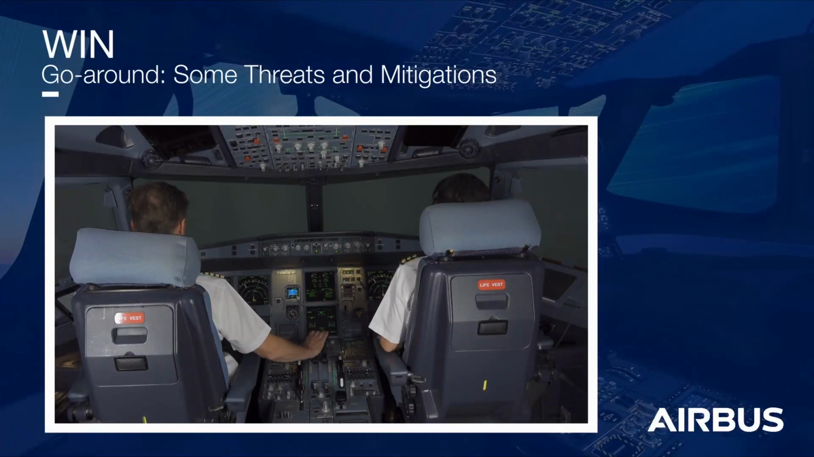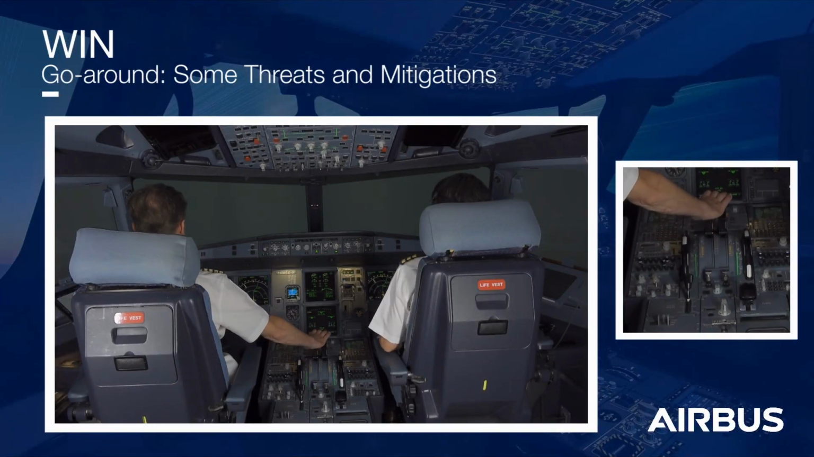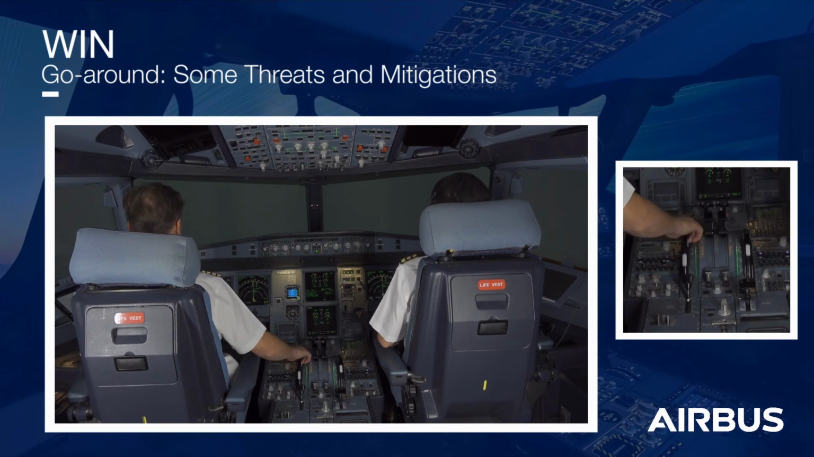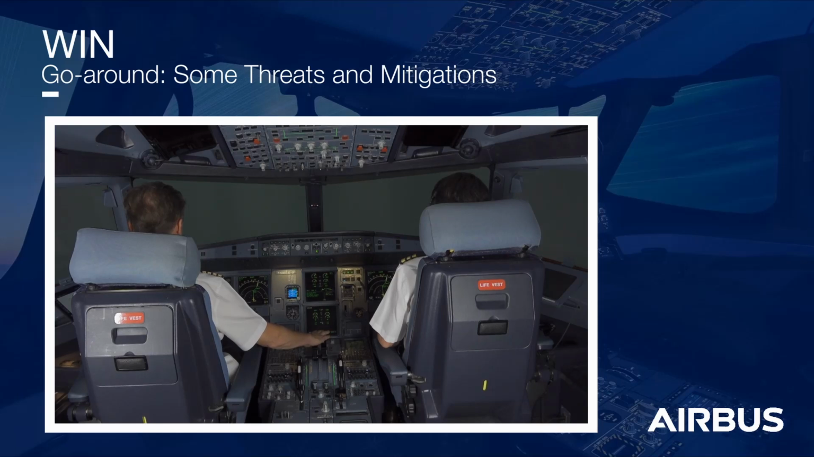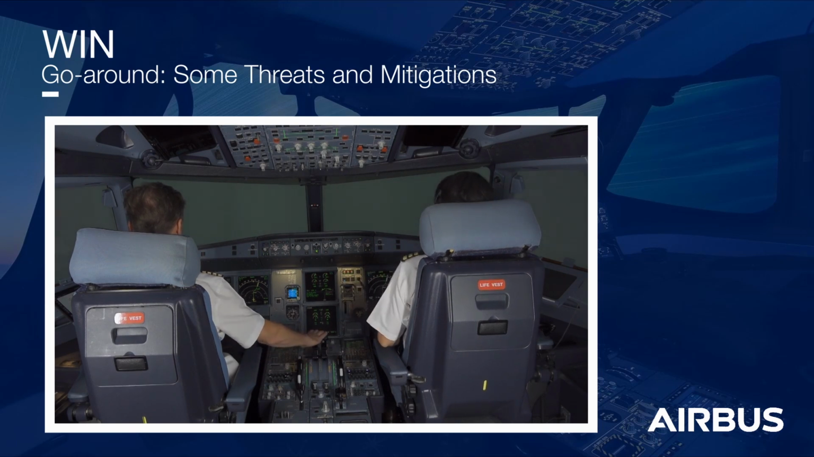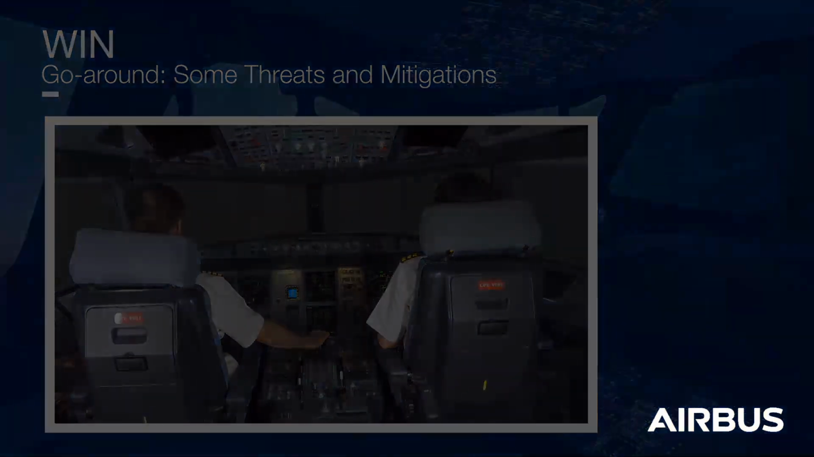Airbus 320, go around. 100. Flaps. Flaps 2. Man toga SRS nav autothrust blue. Check. Positive climb. Gear up. Gear up. Airbus 320 going around.